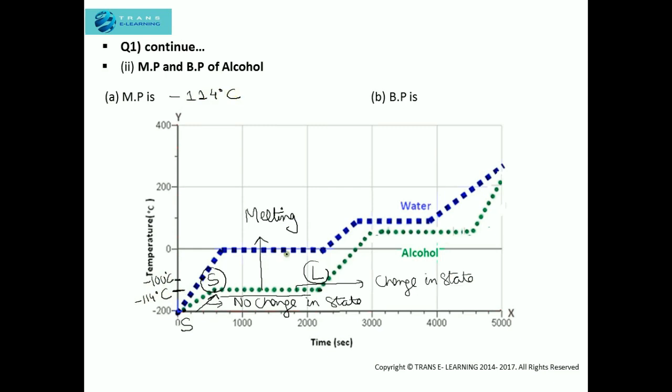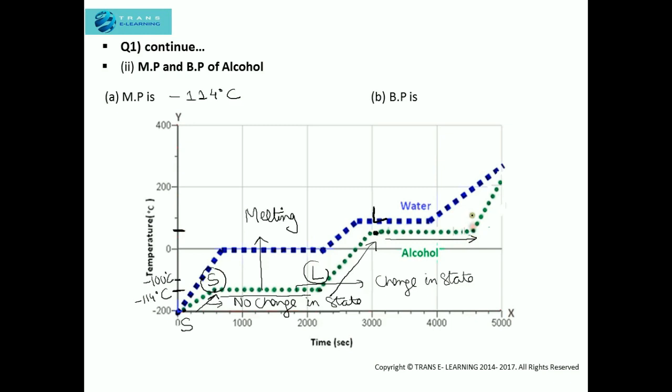Now comes the boiling point. We are here, and at this point we can see that there is change in temperature, in this case rise in temperature, so there will be no change in state. So at this point also we'll be having the liquid alcohol. As you can see that there is a horizontal line, that means no change in the temperature here, somewhere here. So this point represents the change in state.